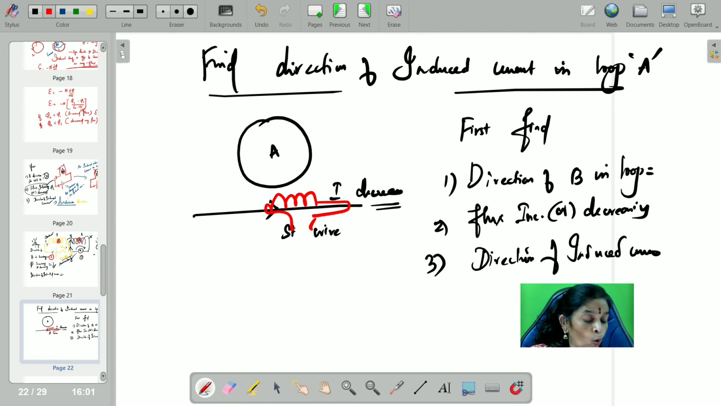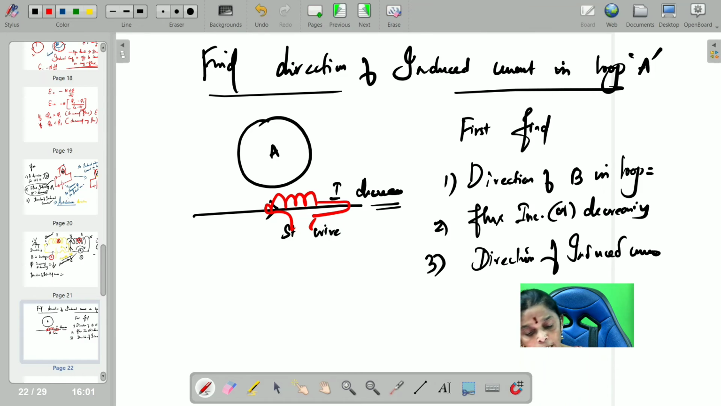Whereas circular loop, just opposite. Fingers are the current, thumb is the magnetic field. So now I curl my fingers in such a way that I get the magnetic field above the wire. I don't want it below the wire. Why? Because the loop is above.